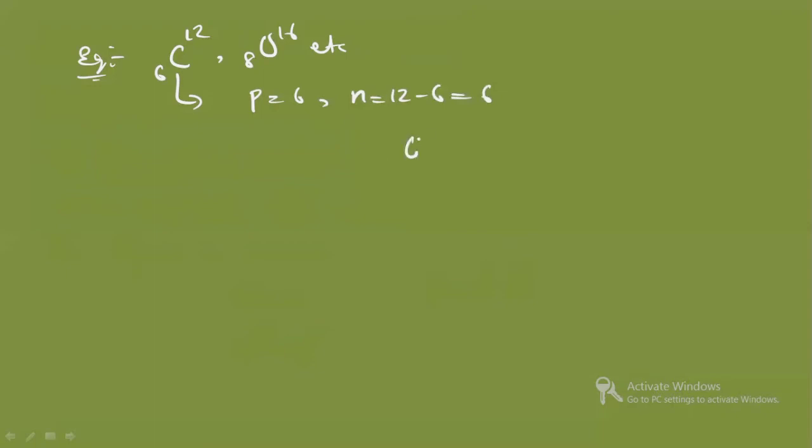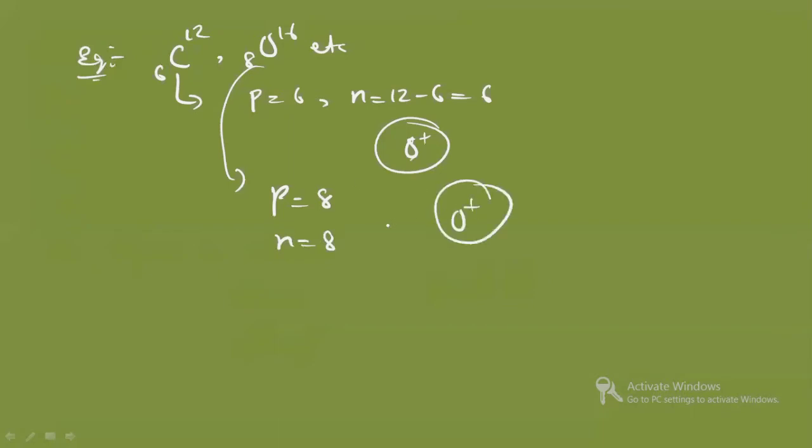For this case, you can write the spin directly: the spin is 0, and the parity is plus, that is even parity. Oxygen you can see similarly: protons are 8, neutrons are also 8, 16 minus 8. So you can directly write the spin and the parity. All right.